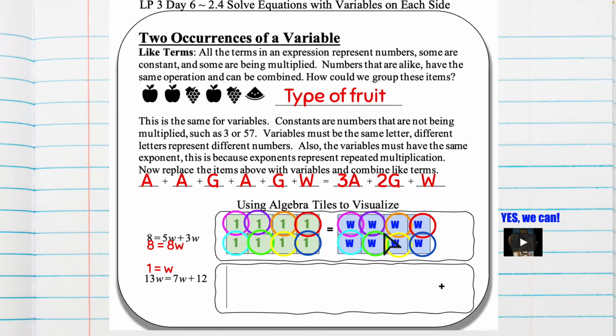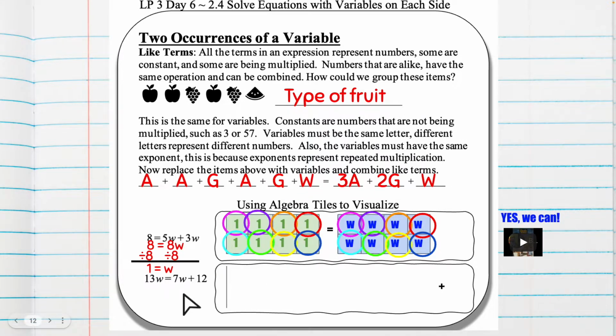And the algebraic view of that is I would just divide by 8 on both sides. 8 divided by 8 is 1, same thing on this side, so I just have W. Remember there's a 1 in front of there, but we don't have to put it. So W equals 1. So again, this is just a way of visualizing.